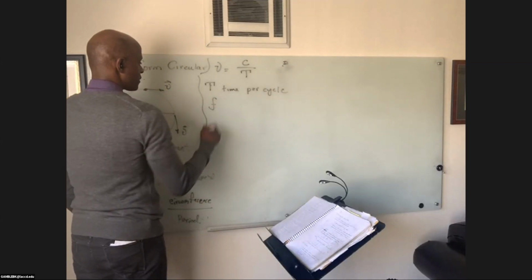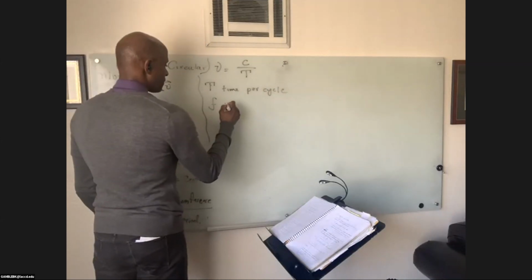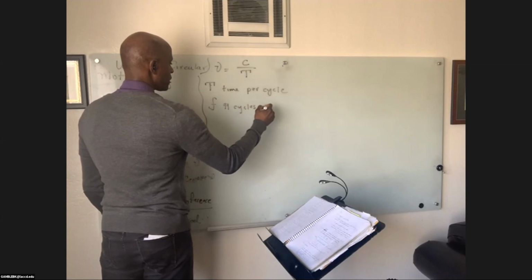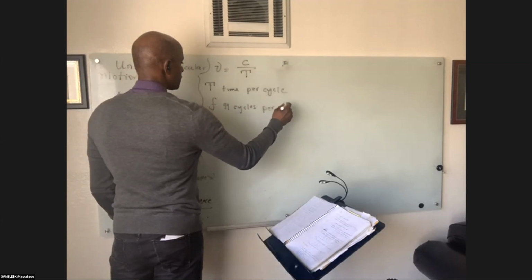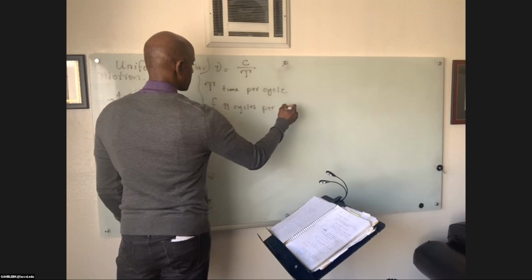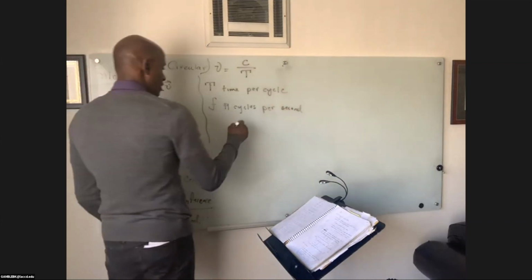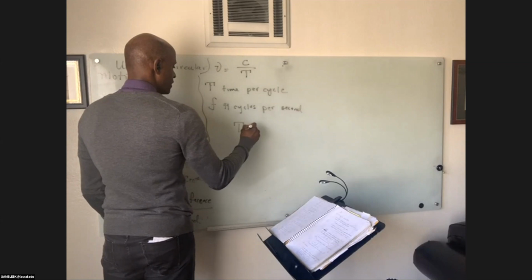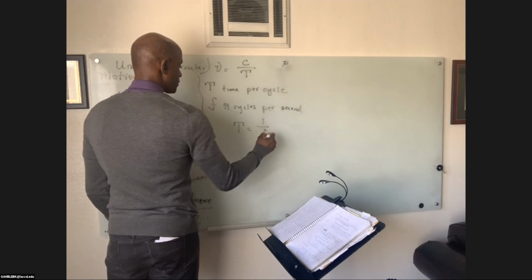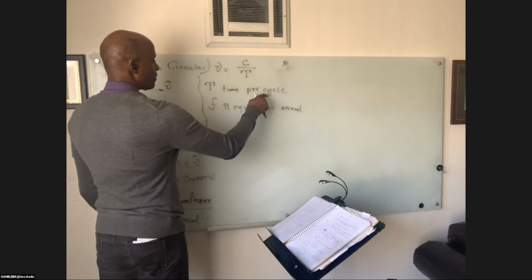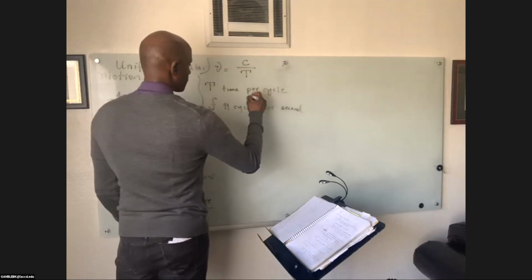Frequency is the number of cycles per unit time, so the inverse: number of cycles per second, since in MKS we measure time in seconds. So the period is equal to the inverse of the frequency. Actually, before I say that, we measure time in seconds, units.